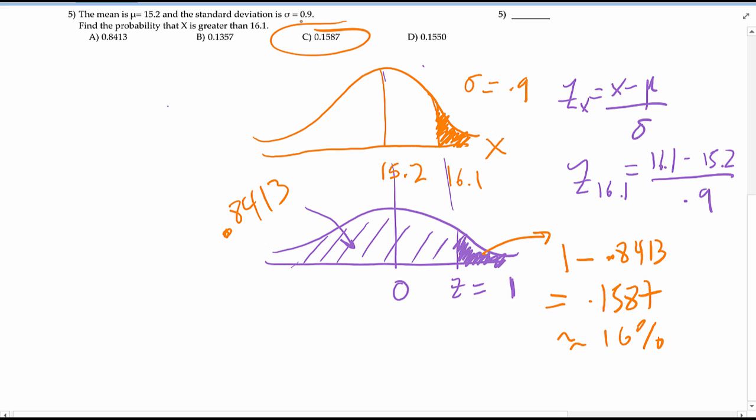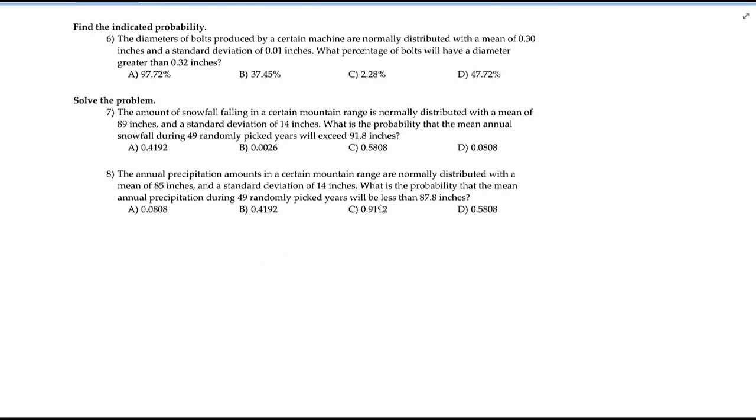Good, let's continue with the solutions to some of these exercises. All right, let's look at problem number 6, which says that the diameters of balls produced by a certain machine are normally distributed with a mean of 0.3 and a standard deviation of 0.01. What percentage of balls will have a diameter greater than 0.32?